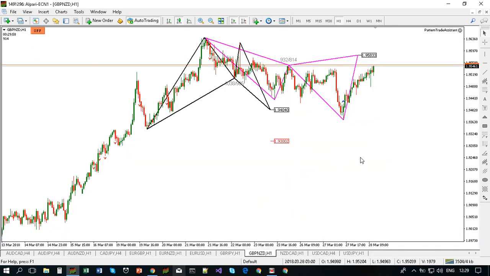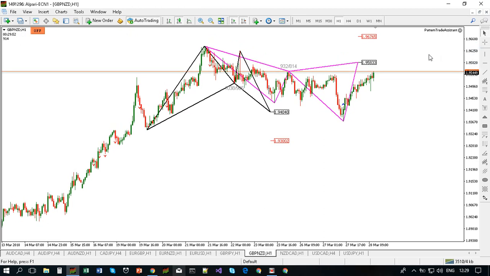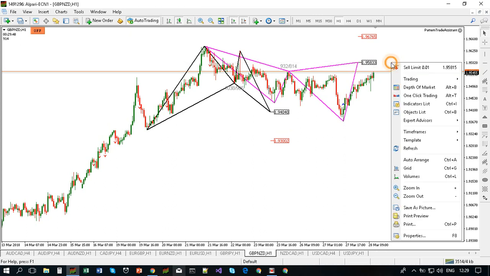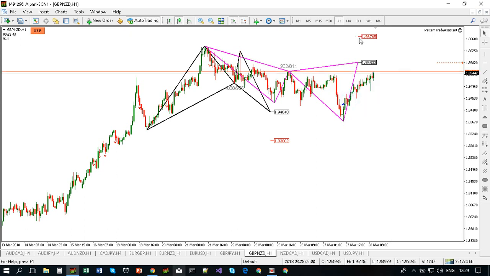Let's see this pound New Zealand example. The first thing that you need to look at are these two levels. First one is the completion level, the black one, alert, and the red one is the invalidation level. You see that? The zone between the two is actually where I expect the price to reverse. So price needs to enter this zone and it should not cross this zone.